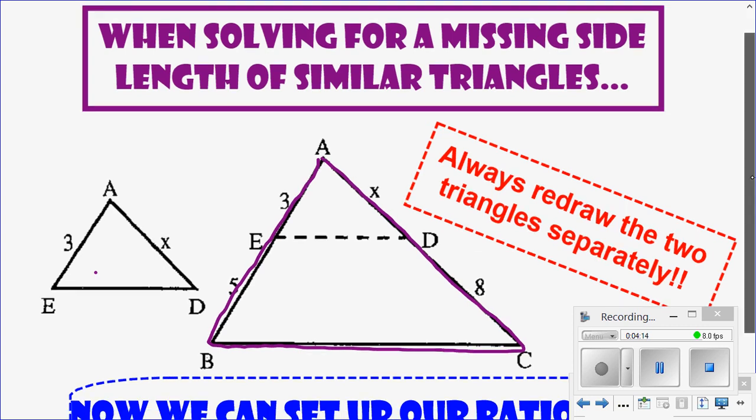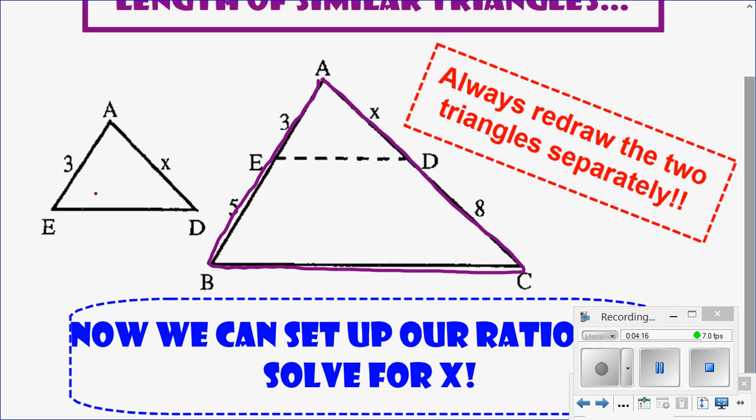So I'm going to say that 3 over the corresponding side in the large triangle, that's this whole side, that's going to be 8. Okay, I have to add the 3 and the 5. And that's equal to, now I'm going back to the small triangle, x over, and now I'm going back to the large triangle, and that's going to be this whole side length, which is x plus 8.